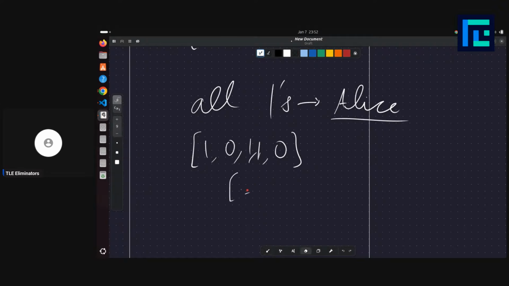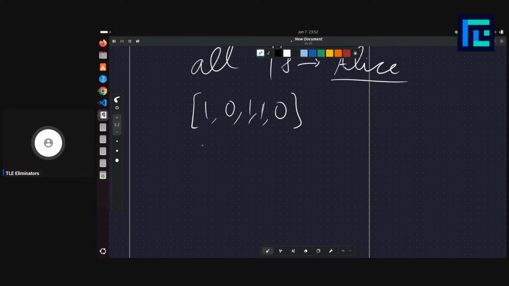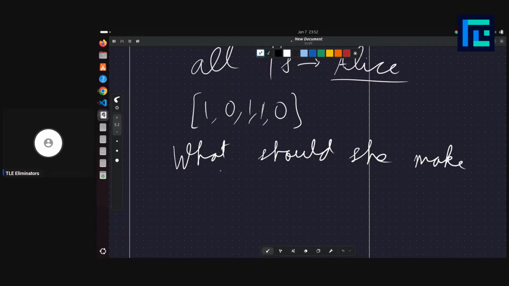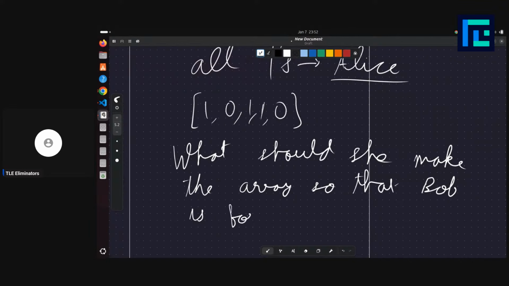Alice won't do that. But what can Alice do? Because she wants to win. So what can she give Bob? Now I'm thinking, what should she make the array so that Bob is forced to make it 0?